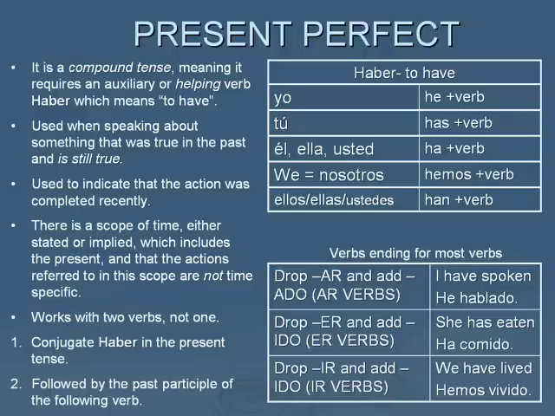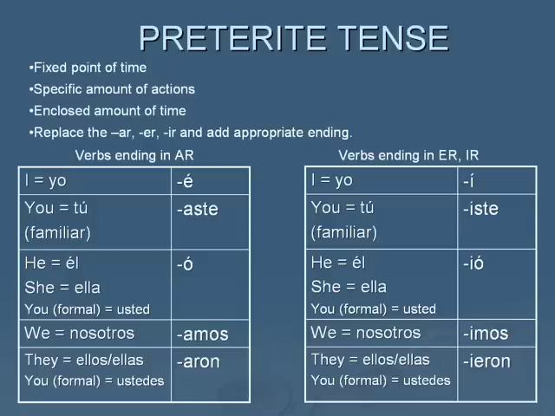The present perfect is used to indicate the action was completed recently. This is a compound tense. You need the verb haber, meaning to have, and then the past participle of the following verb. So you use he, has, ha, hemos, and han, plus the verb. You drop the AR and add ado for AR verbs, and for ER and IR, you drop those and add ido.